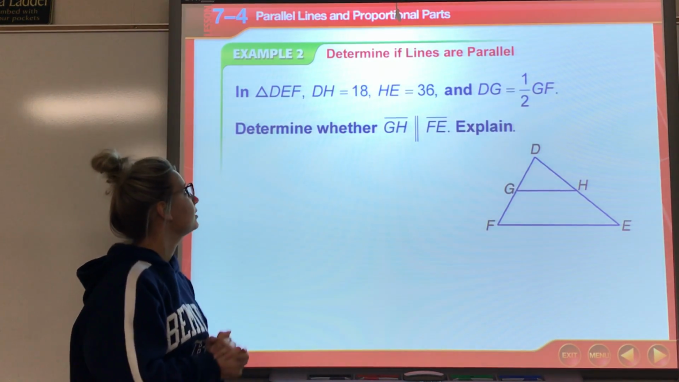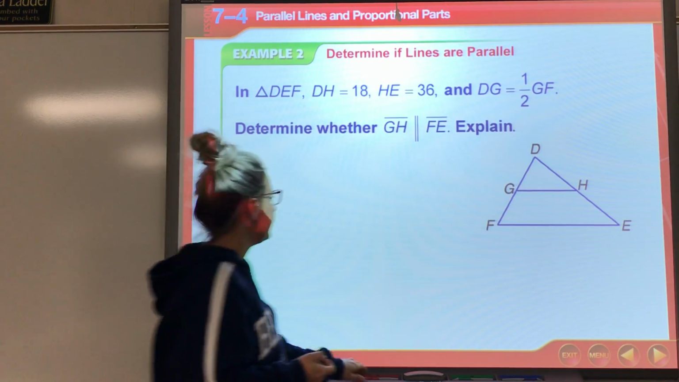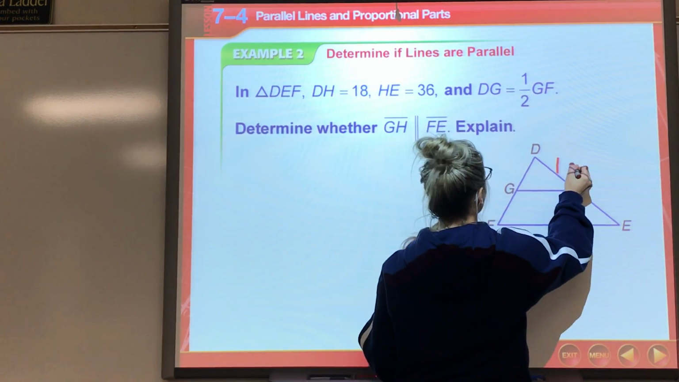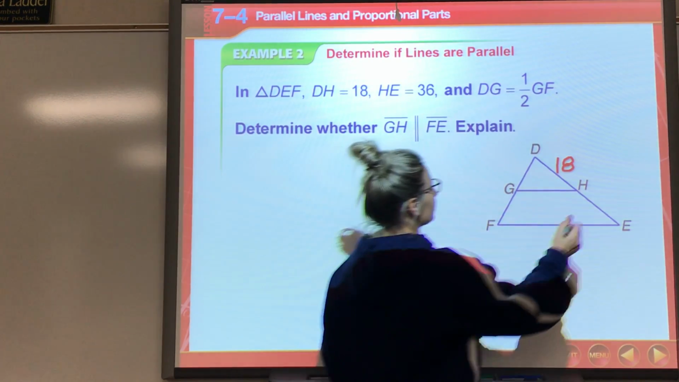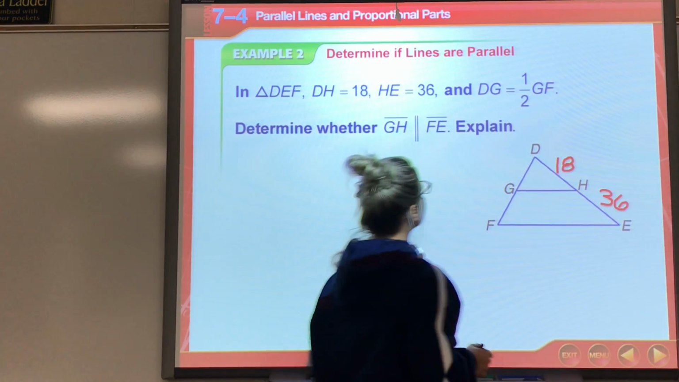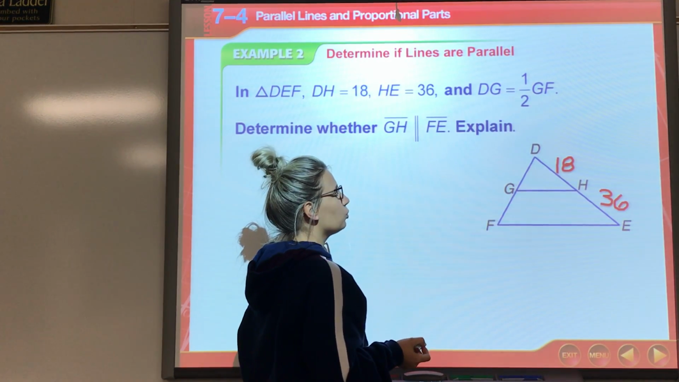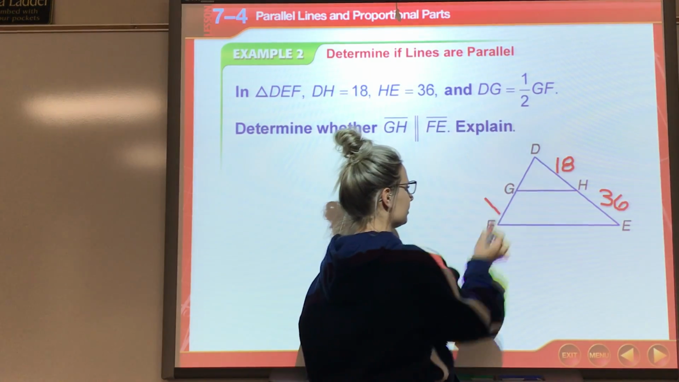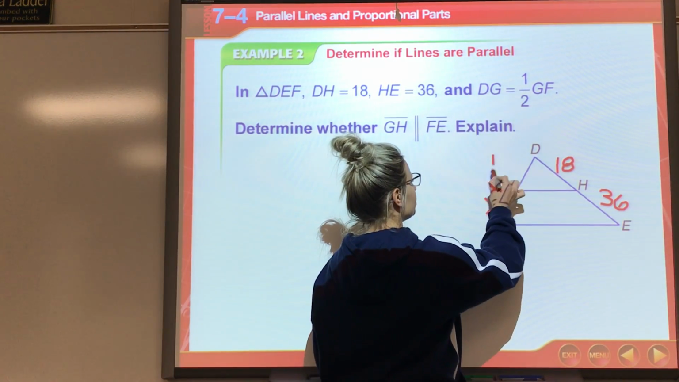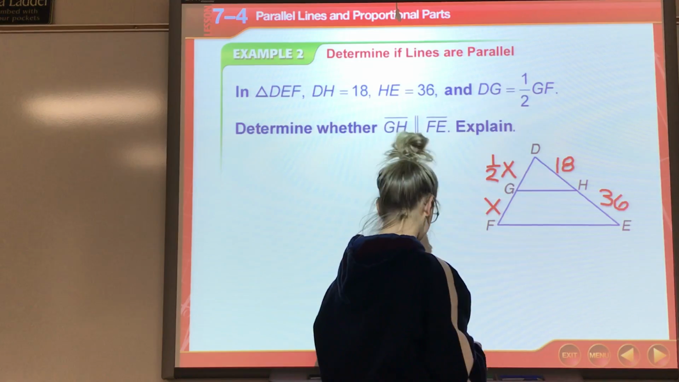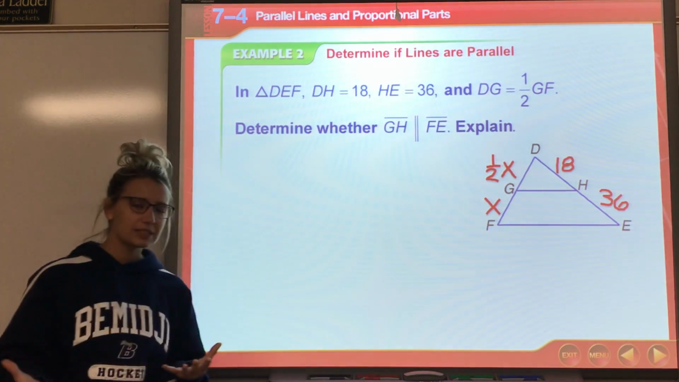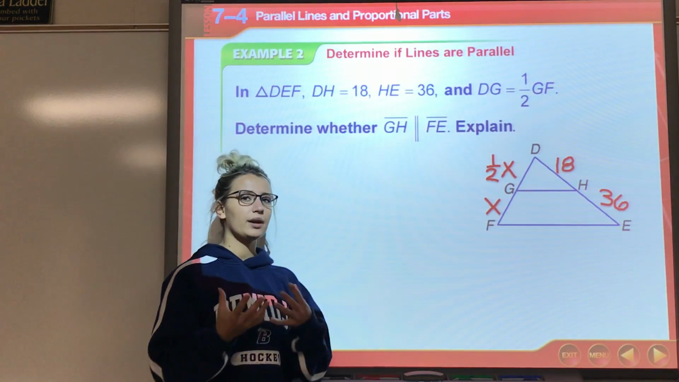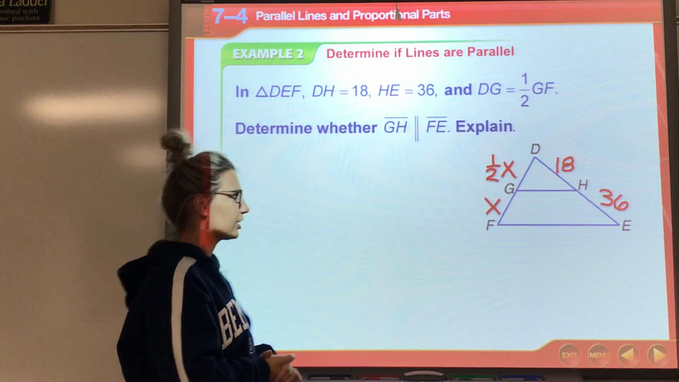Okay, so we're given triangle DEF. Here we have DH is 18, so I'll just write that in quick. HE is 36. Now DG is 1/2 of GF. So I'm just going to call GF X, and DG is 1/2 of X. Okay, now this one's kind of easy because we're given 1/2. That's a really familiar fraction.